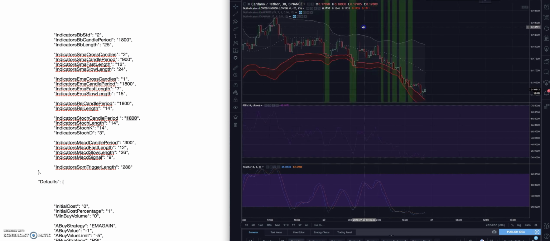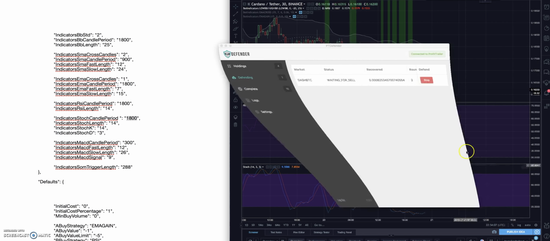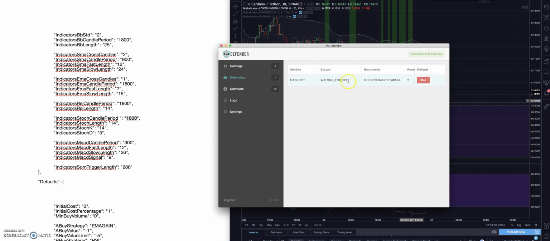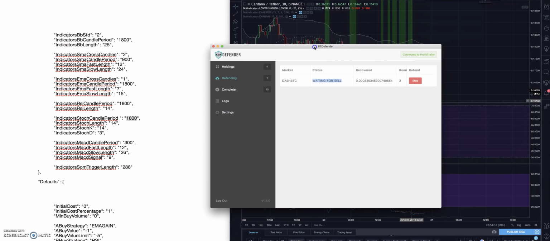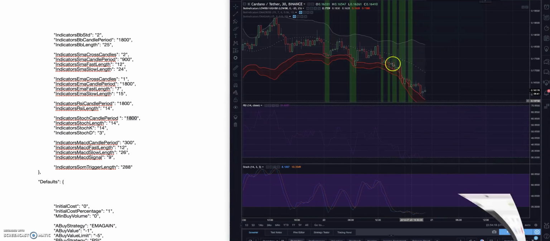Now, it is a bit slower. There's less buys, so it's less frequent. And you may be sitting there thinking, why am I waiting? Why isn't Profit Trailer buying anything? Or especially if you're using Defender and you're just sitting there and your status is waiting for buy. You may be sitting there a bit longer, but rest assured, you're hopefully getting into a better trade with sort of more data points, right?